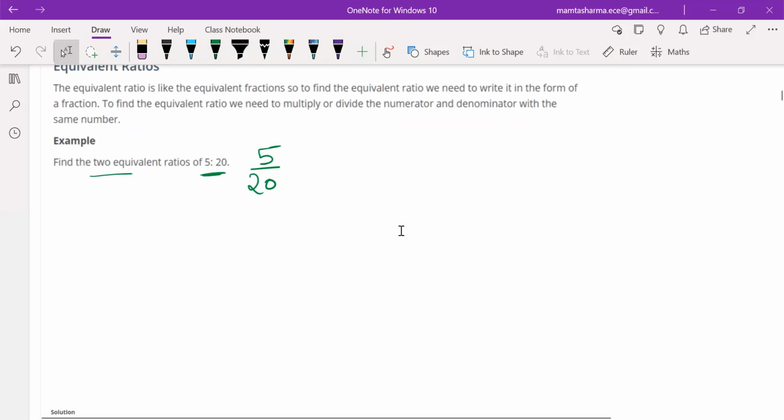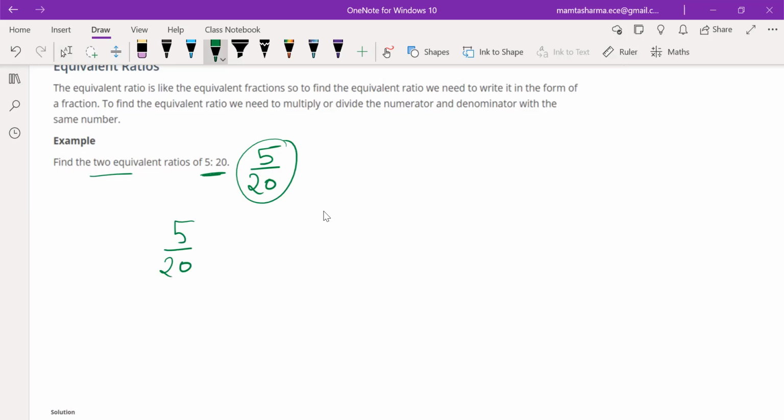Ma'am, basically we should multiply it, right? Multiply in the numerator and denominator both sides. To find the equivalent ratio of 5 by 20. Ma'am, is my answer correct? Yes, correct.